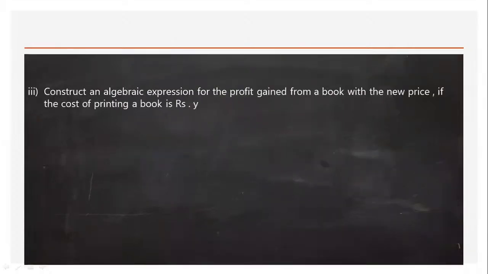Construct an algebraic expression for the profit gained from a book with the new price, if the cost of printing a book is y rupees. So earlier we came to know the price of one book is x plus 10, new price. Then profit we have to find. It is the printing cost, y rupees. So you have to subtract y from this. This is the profit. x plus 10 minus y, profit.